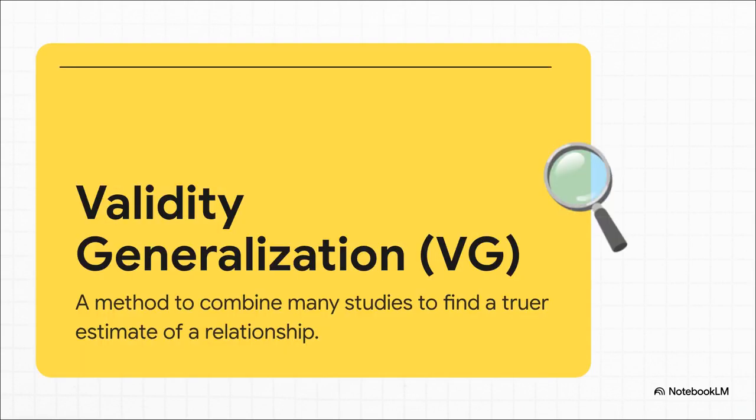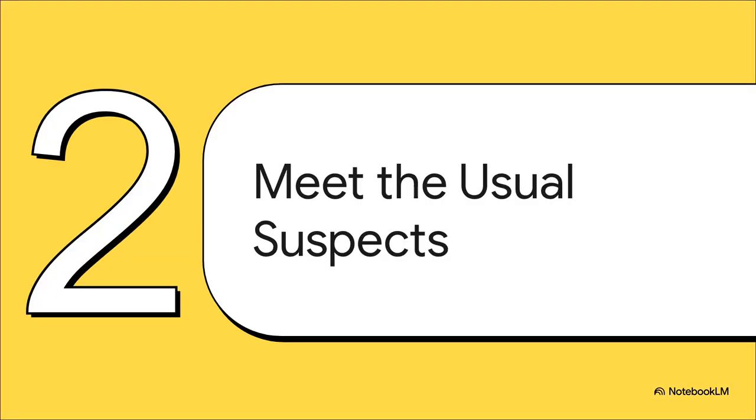Now, to sort through this mess, researchers came up with a really powerful tool called Validity Generalization. You can think of it like creating a super study. It takes the results from dozens, sometimes hundreds of individual studies and blends them all together. The whole point is to wash out the random noise and find the real, underlying truth. And this isn't some niche thing. It's a huge deal in fields like psychology and management. So, when researchers use this tool, their first job is to figure out all the known reasons why study results might be all over the place.